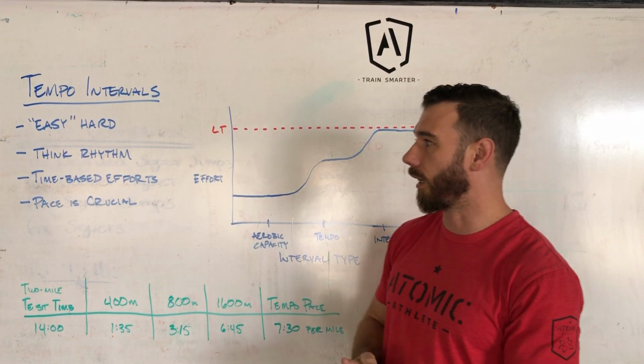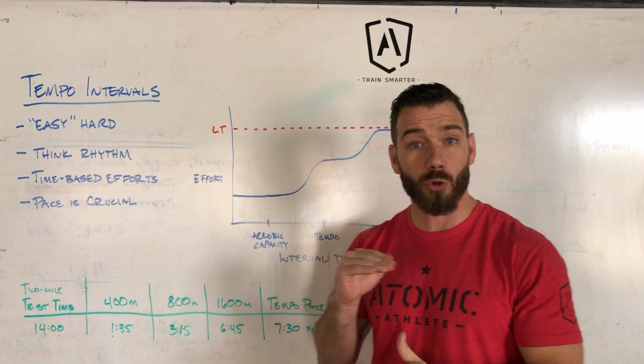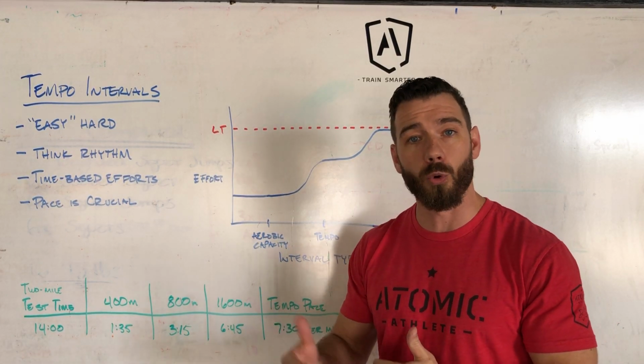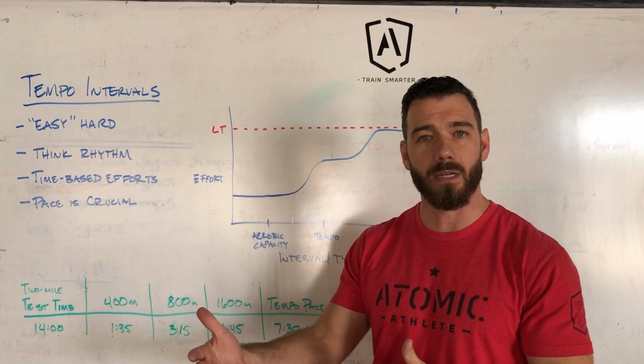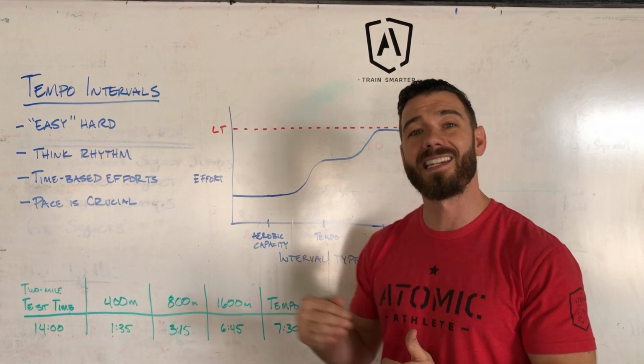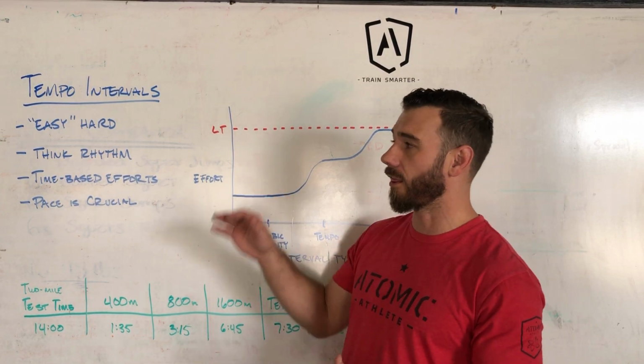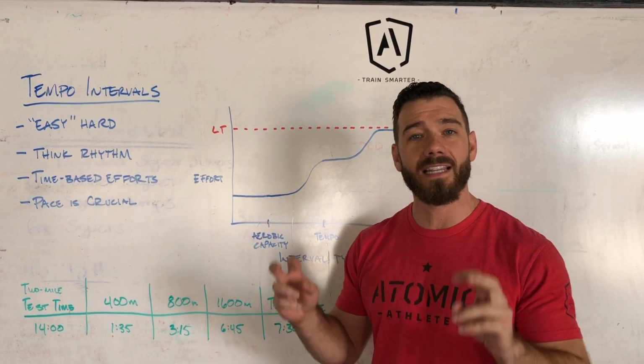A tempo interval is a time-based effort, so we're going to have you do that tempo pace for, let's say, 12 minutes or 15 minutes or 18 minutes, okay? It's not going to be for a distance, it's going to be for a duration of time. Second, your effort is going to be an easy hard.